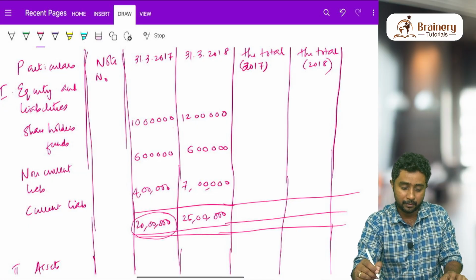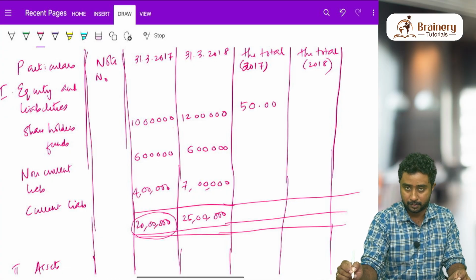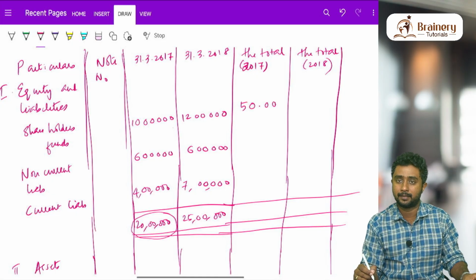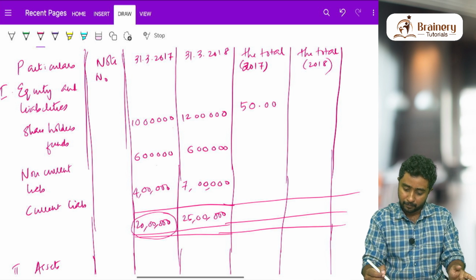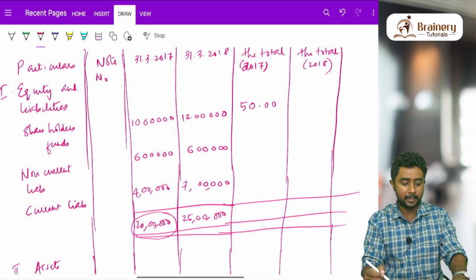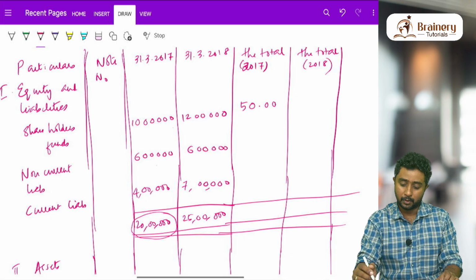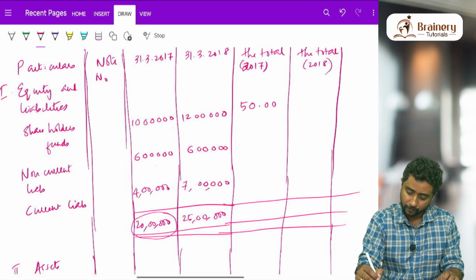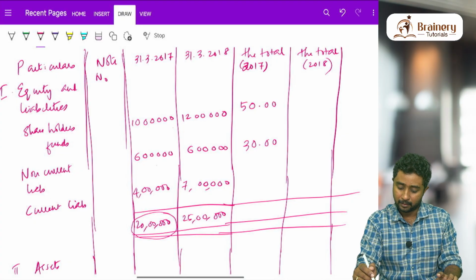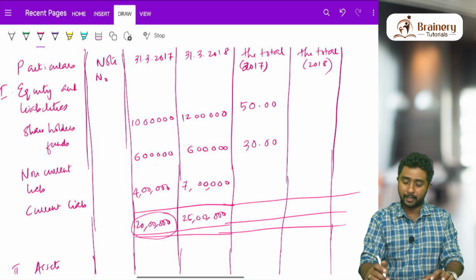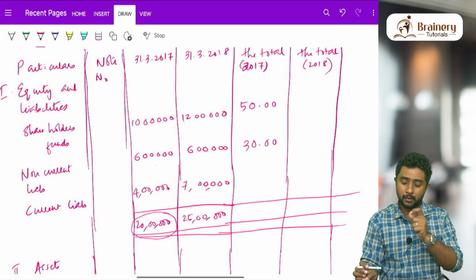So here 10 lakhs divided by 20 lakhs into 100. That is what we are going to do. So we will get the answer as 50%. I am writing like this, no need to mention the percentage sign here, just mention the amount that you are getting. Next is 6 lakhs. Similarly, 6 lakh divided by 20 lakhs into 100, so you will get 30%. Similarly, 4 lakh divided by 20 lakhs into 100. Why are we taking all these 20 lakhs? Because it is a common size statement, so there should be a common base based on which you are converting the values.